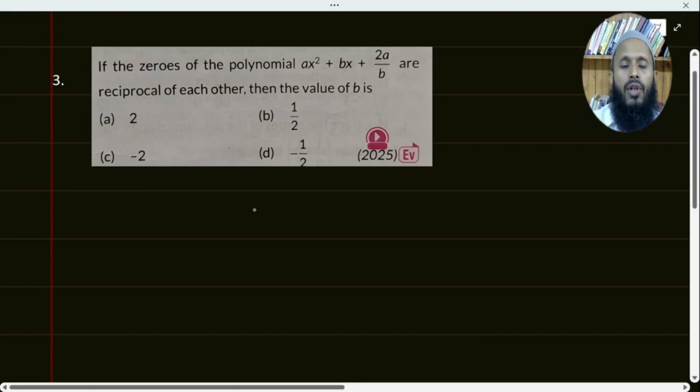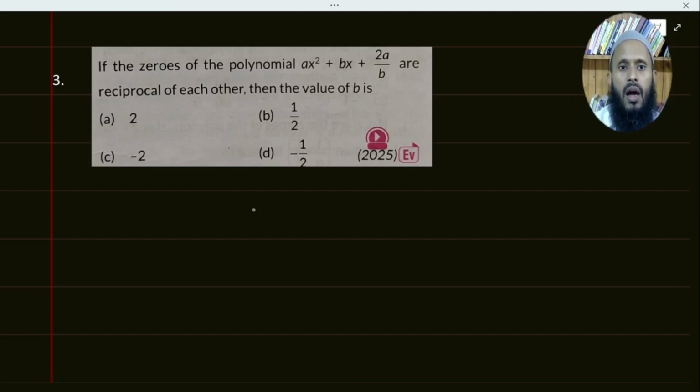If the zeros of the polynomial ax square plus bx plus 2a by b are reciprocals of each other, then the value of b is. So here the given polynomial p of x is equal to ax square plus bx plus 2a by b. Then they are saying the zeros of this polynomial are reciprocals of each other.